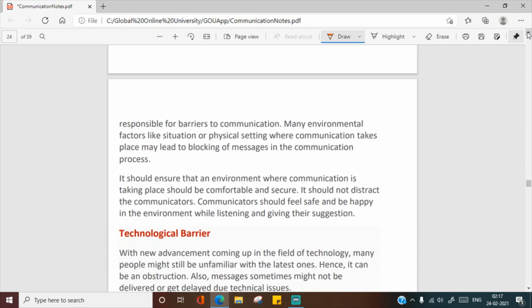Okay. You should ensure that the environment where communication takes place is comfortable and secure. This is very important for communication. It should not distract the communicator.